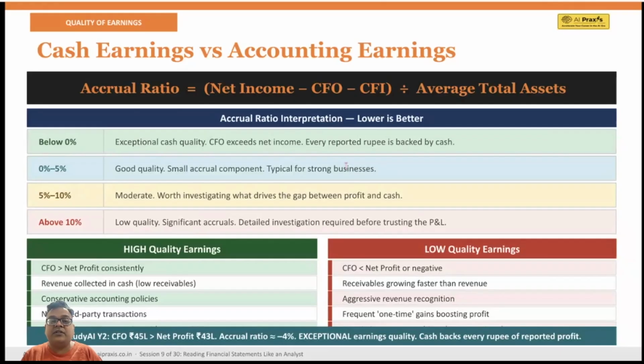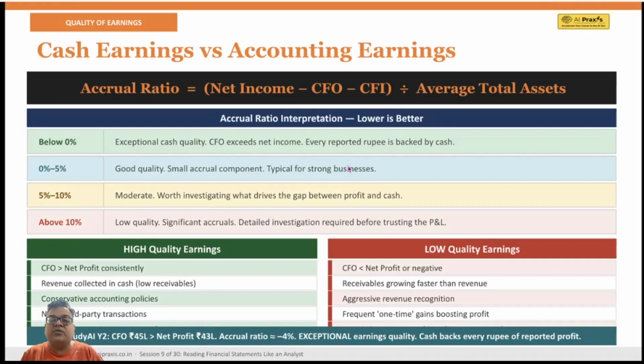Let's ask this question. Are profits real or just accounting? Let's learn how to actually measure it. And for that, we use something called the accrual ratio. Now, what is the accrual ratio? The accrual ratio tells you how much of the profit is not backed by cash. In other words, it separates the real earnings from accounting adjustments. And the formula is very simple.